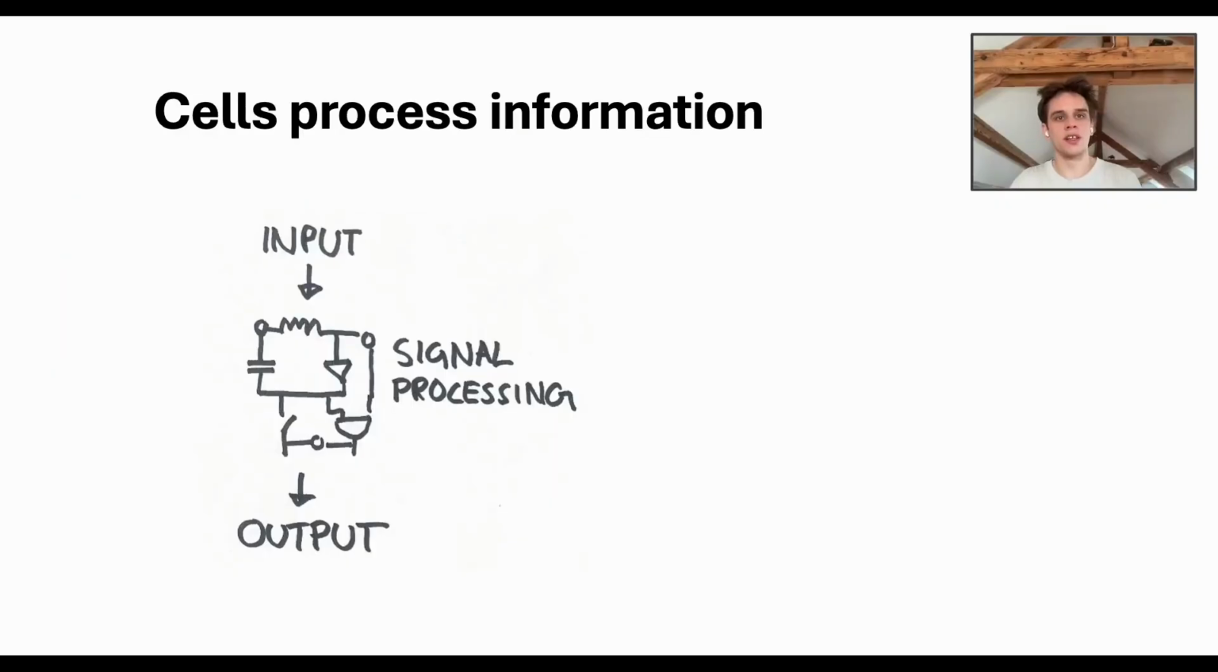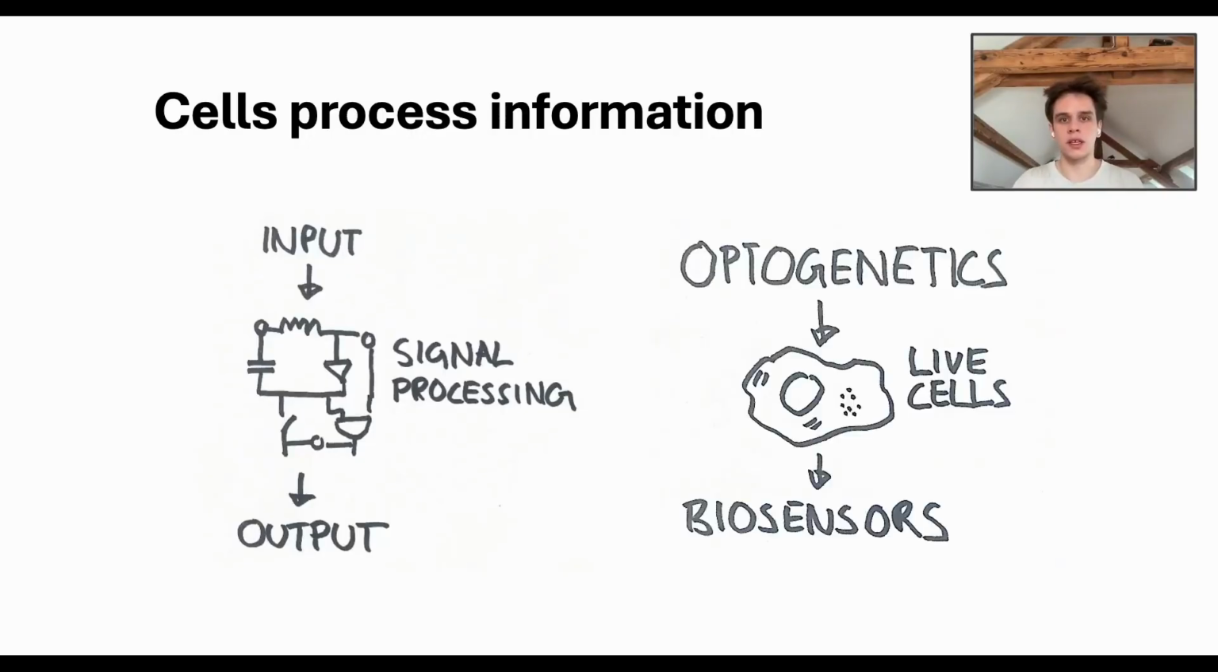Because these cells are so good at processing information, we sometimes compare them to biological mini computers in the lab. So we think about them as signal processing units that have inputs and outputs, and within they have complex signal processing that we try to understand. And we systematically probe the signal processing with optogenetics as input and biosensors as output, as readout.